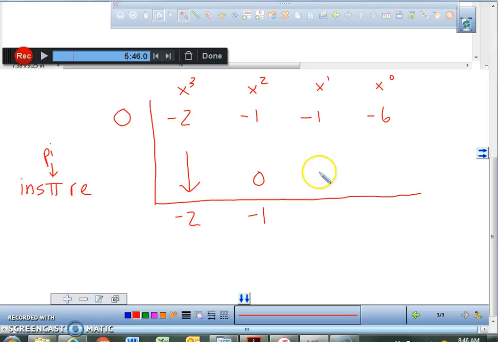Bring down a -1, multiply it. Bring down the -1, multiply it. Bring down the -6. Do we have any sign changes whatsoever? No sign changes. What have we just found? The lower boundary is correct. We just found the lower boundary, and the lower boundary is the number 0.